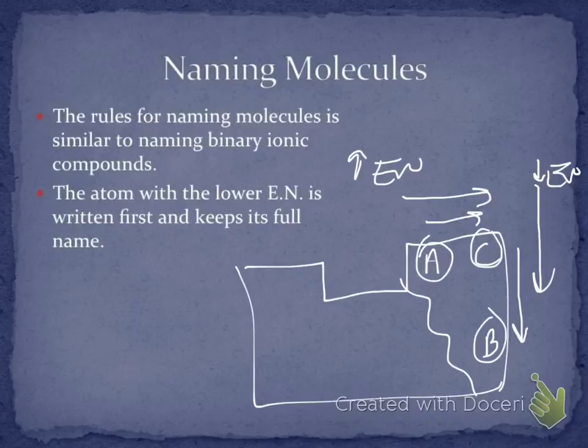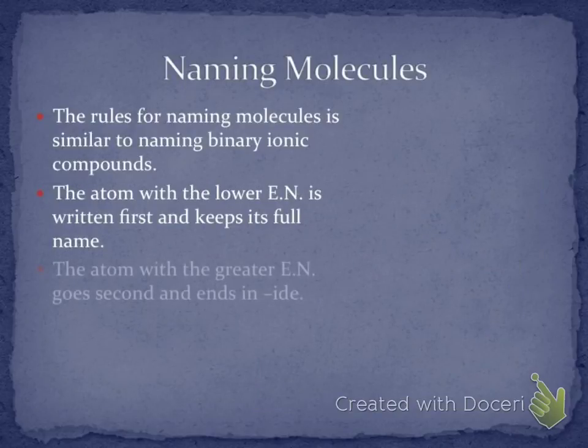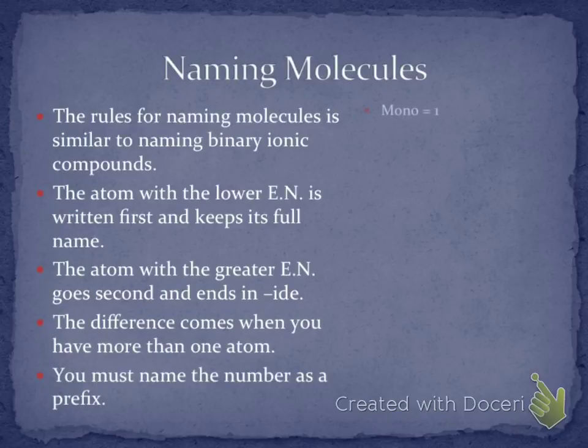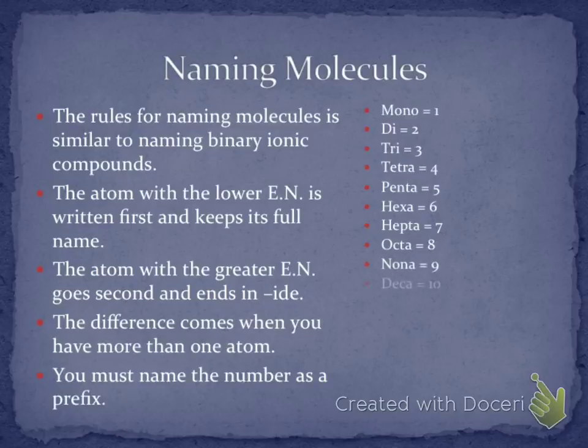So you're going to take the lower electronegative atom and put it in the first position, and it gets to keep its full name. The one with the greater electronegativity, the one that's farther to the right or higher in position, is going to go second, and we're going to change its ending to "ide." So far that sounds very similar to naming binary ionic compounds, but the difference will come when we have more than one atom. We're actually going to name the numbers, name that little subscript as a prefix, and the prefixes we're going to use are mono, di, tri, tetra, penta, hexa, hepta, octa, nona, and deca.